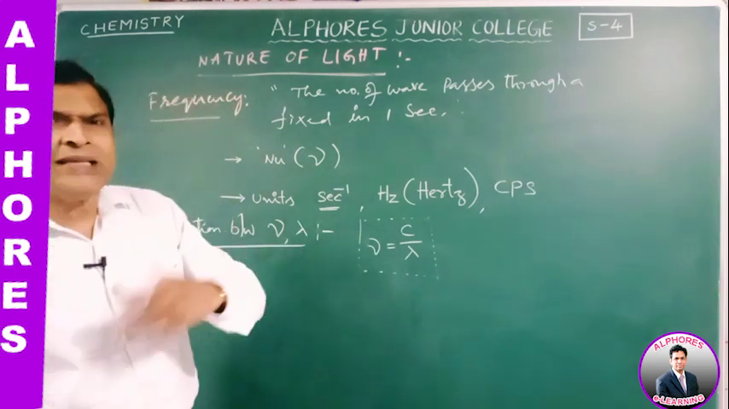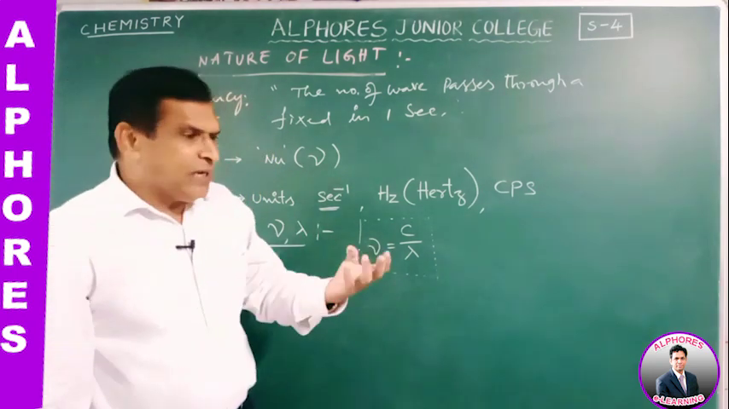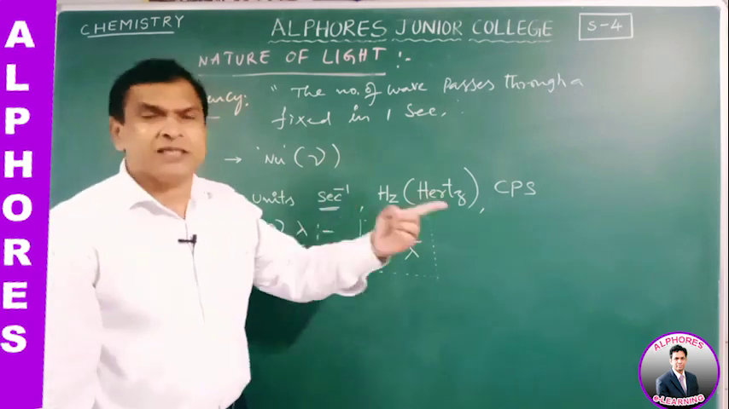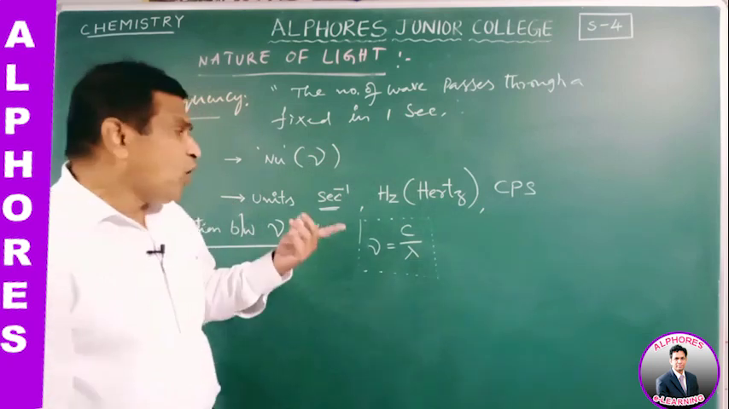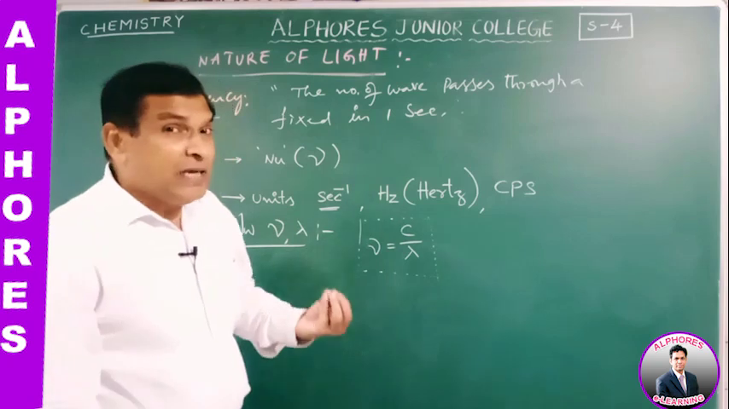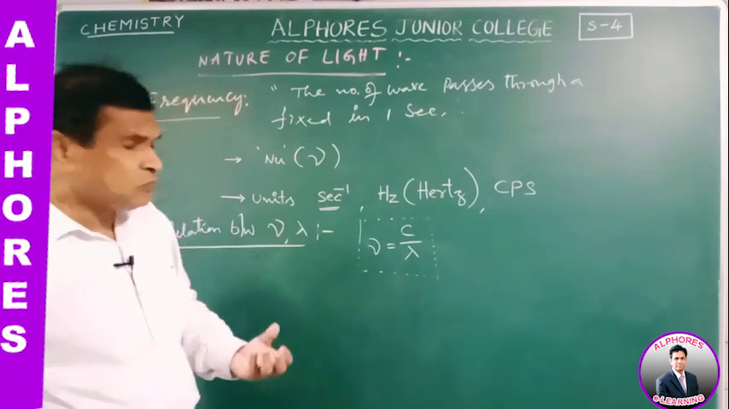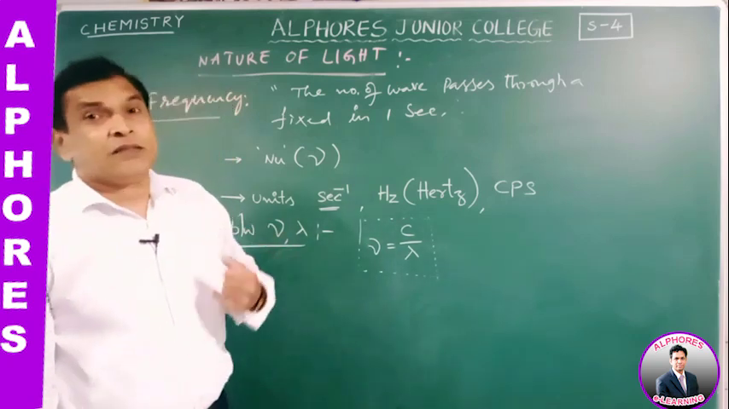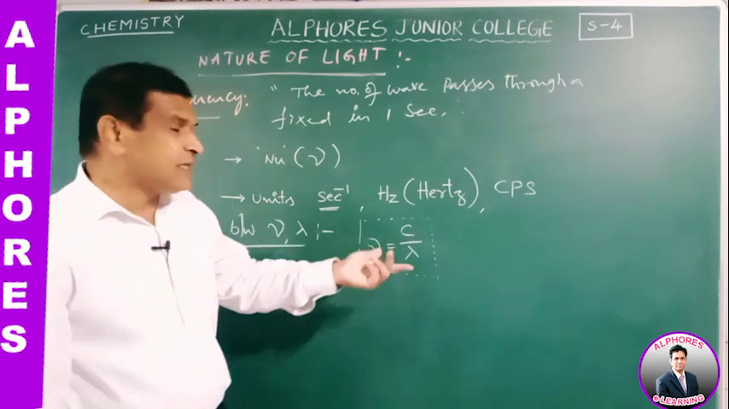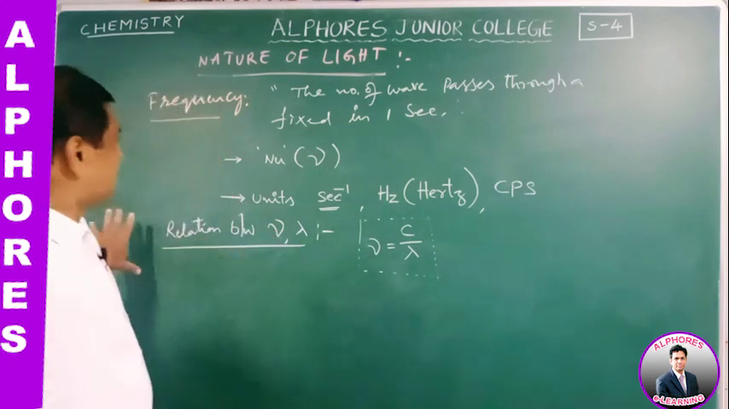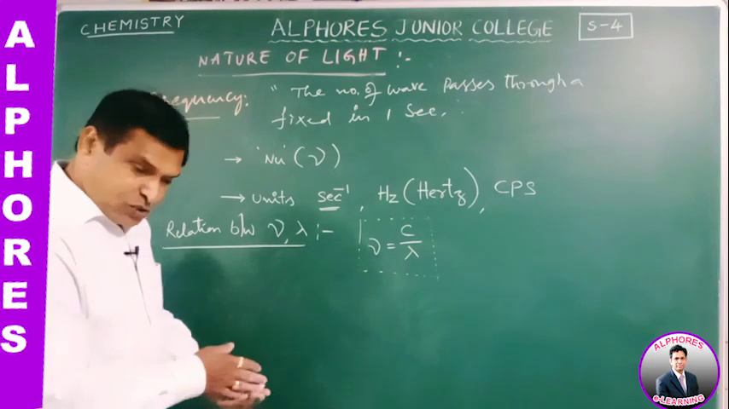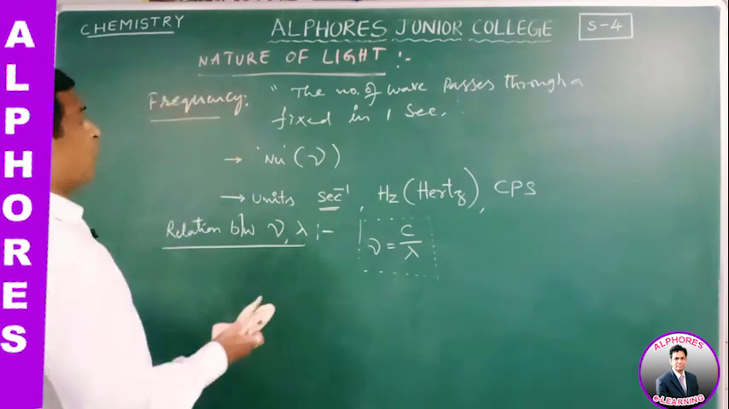So among all the electromagnetic light, which one possesses maximum wavelength? That is radio waves. The light which possesses minimum frequency, minimum frequency means maximum wavelength only, that is nothing but radio waves only. Okay, so that is about frequency of the electromagnetic light. And the next property is wave number.